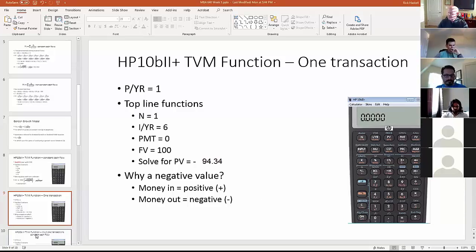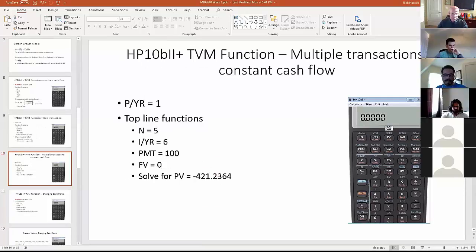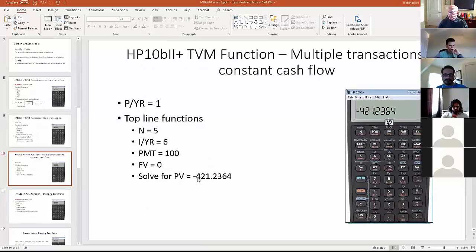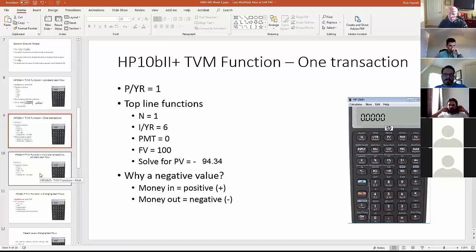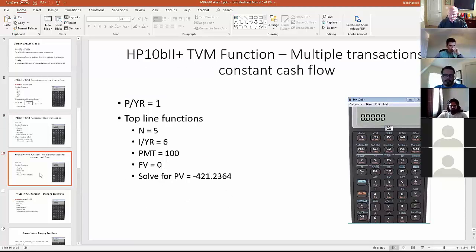Okay, let's keep going. So let's look at this one now. And in fact, this is the one I just did. So 5 years, 5 periods, 6%, $100 each time for each payment, no future value, and it was $421.24. So we had the one-shot transaction. We have multiple transactions with a constant cash flow.